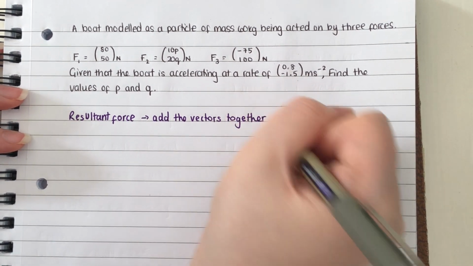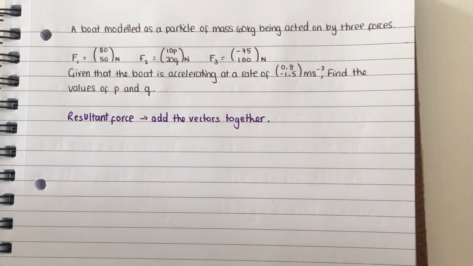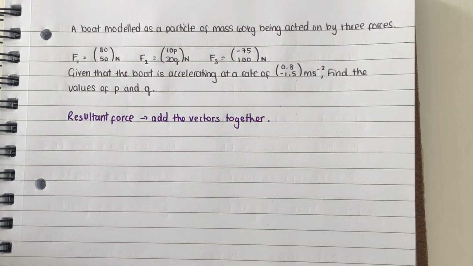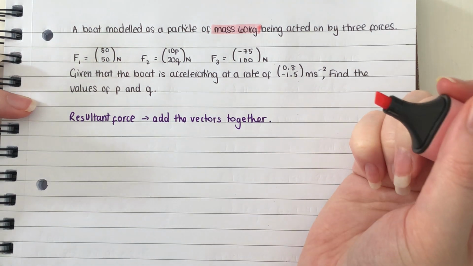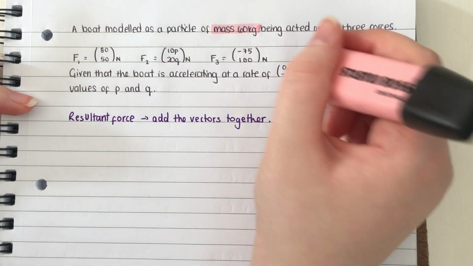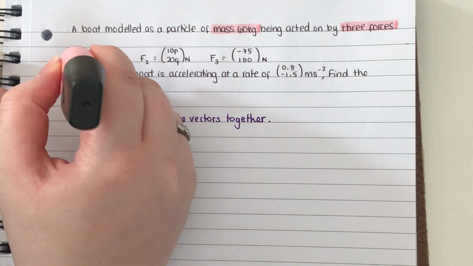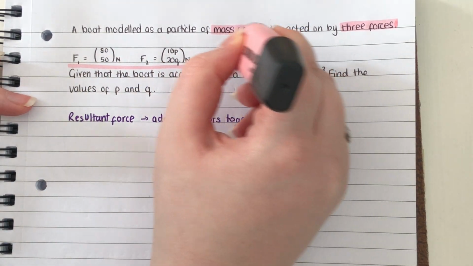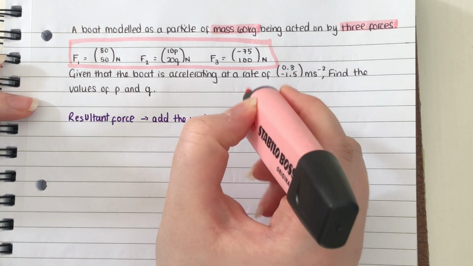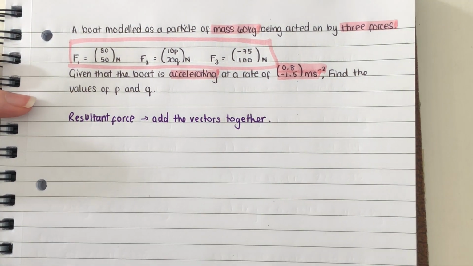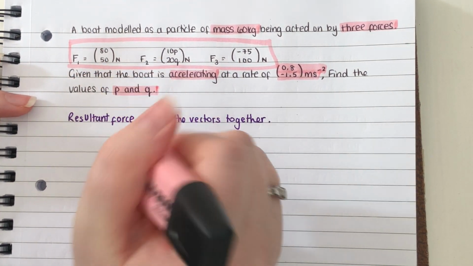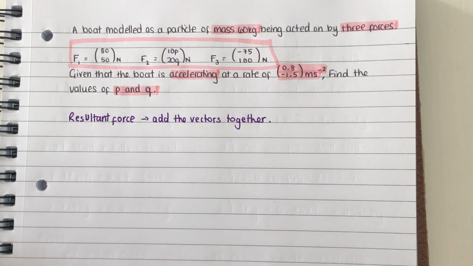Okay, so I'm just going to read through and quickly highlight the bits that are important. We're dealing with a boat, not that that's particularly important, but it is important that we know the mass. That is 60 kilograms. It's been acted upon by the three forces, which are the ones that are here. So all of these three are going to be important. Given that the boat is accelerating at this vector, that's going to be helpful. We need to find the values of P and Q. If you look at the second force, it's got P and Q in there rather than just numbers. So that's what we need to find.